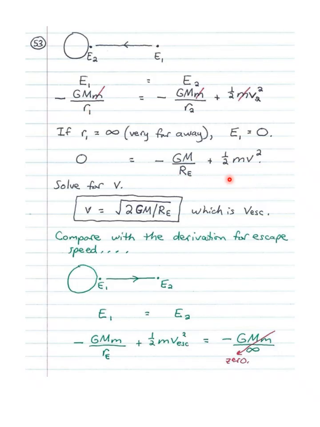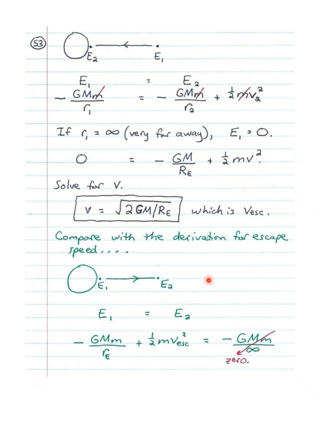Equals, I've cleaned up the right-hand side, negative GM over the radius of the Earth plus 1/2. I've put in an m v squared. I'll cross that out when I edit it. It should be 1/2 v squared. And then we're going to solve for v. So we get GM over RE. We're going to get rid of that 1/2 by multiplying everything by 2. We're going to square root.